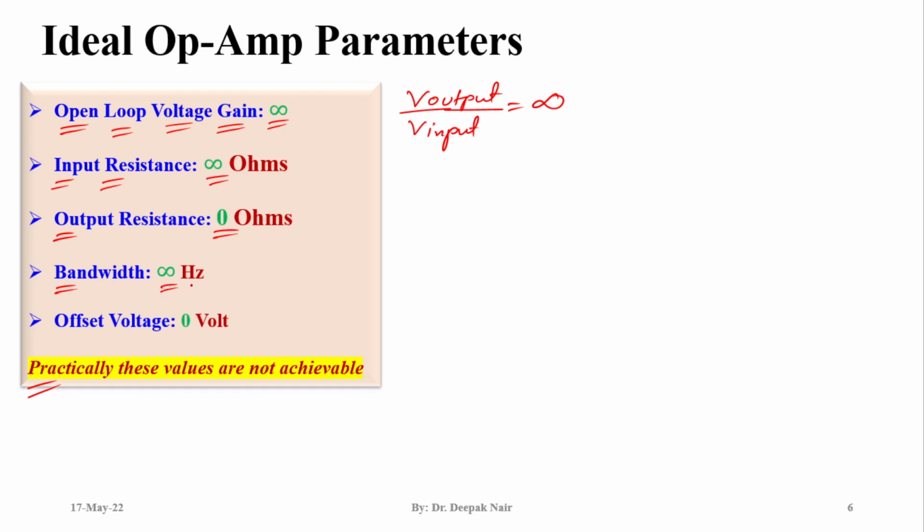The bandwidth, that means the frequencies for which the amplifier can generate amplified output, is infinity. So it can work for any frequency range ideally, that means from 1 Hz to infinite Hz. So the amplifier can generate amplification for almost all frequency signals. This is an ideal parameter. Offset voltage should be 0. We will come to this term, why offset voltage is important and what it means. Ideally it should be 0. Remember, practically all these above mentioned parameters are not achievable in real life.